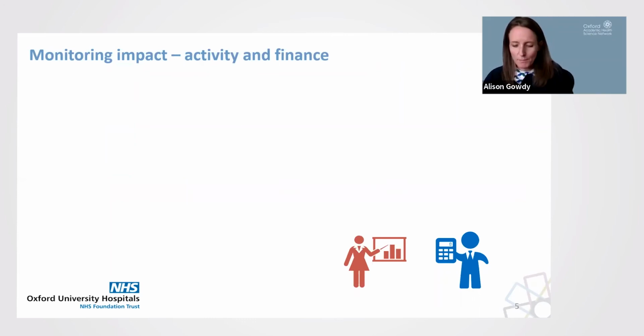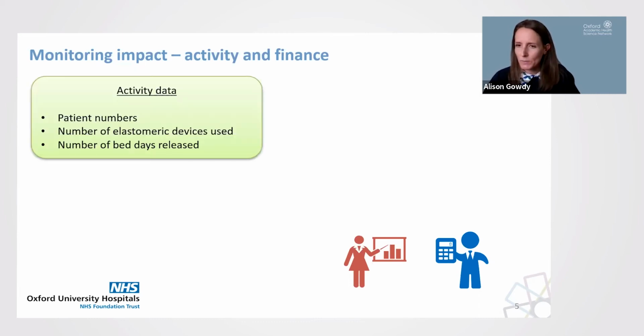To demonstrate the impact of the service for the Trust and wider health economy, activity and finance data will be key. For the activity data, this will include the number of patients being discharged on elastomeric devices, the number of devices used for each patient, and the number of bed days released.